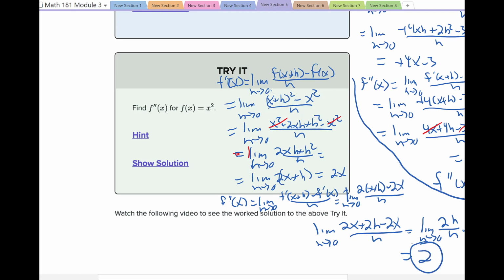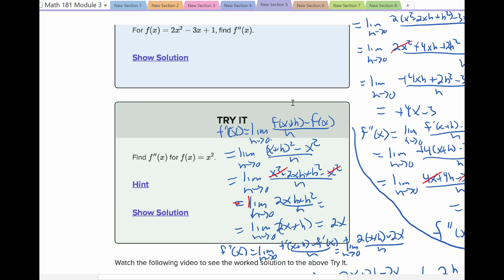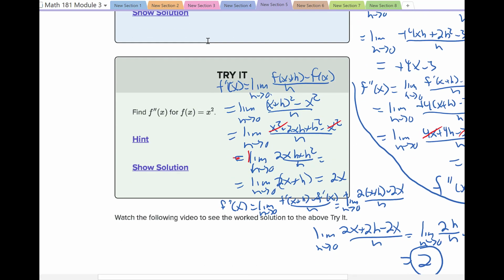So I don't know if you're starting to see a pattern yet, but the next section we get to look at those patterns of shortcuts. So I want to start off by saying this one had a result of 2, and the original function was f of x equals x squared. The previous one had a second derivative of 4, but it started out as 2x squared minus 3x plus 1. Okay.